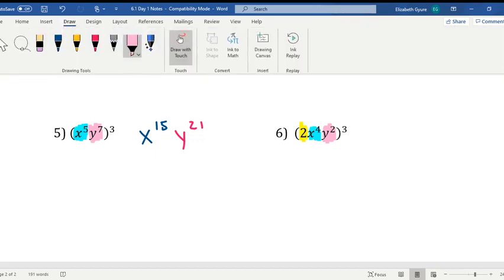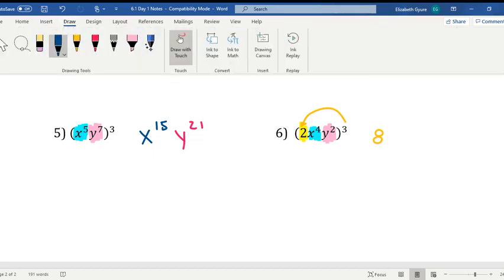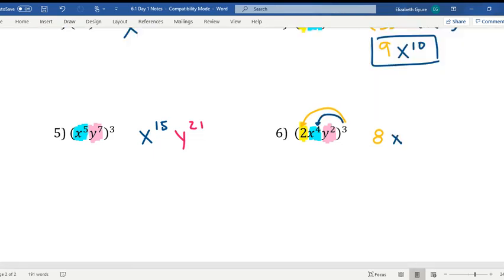So if I have to take 2 to the 3rd, remember, isn't that just 2 times 2 times 2? Can someone tell me what 2 times 2 times 2 is? Again, we're doing our 2 to the 3rd. What's 2 times 2 times 2? 8. And then here we have x to the 4th to the 3rd. What's that going to become? X to the 4th to the 3rd. Yep, x to the 12.